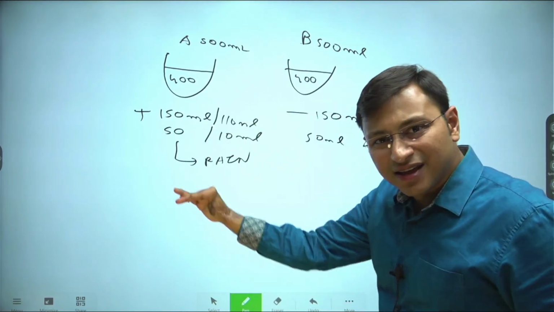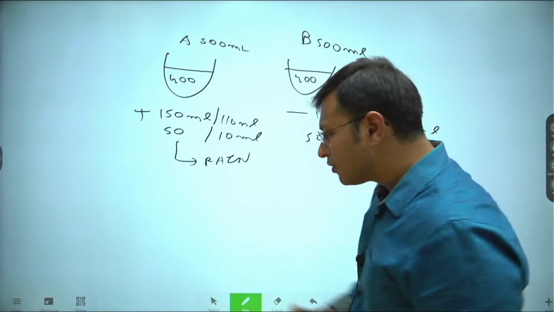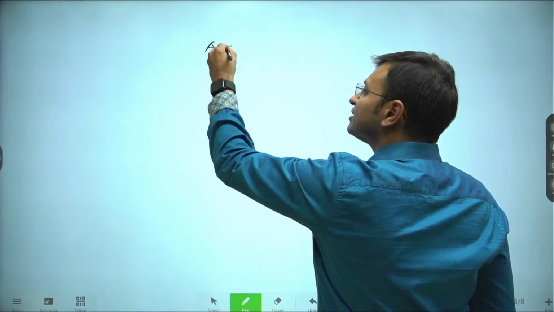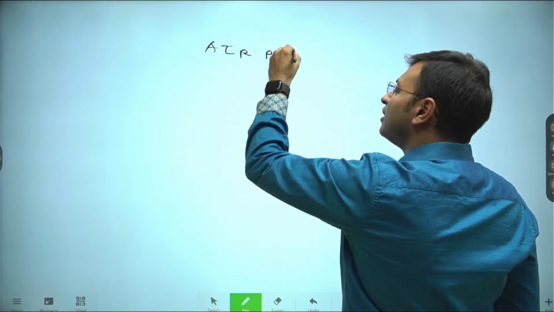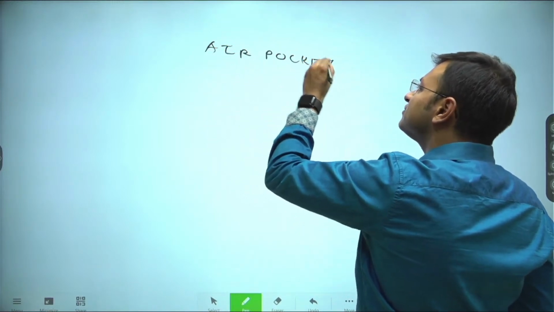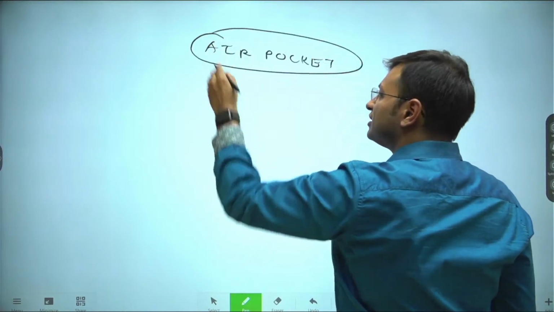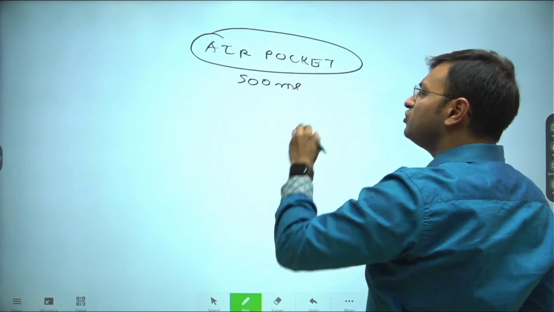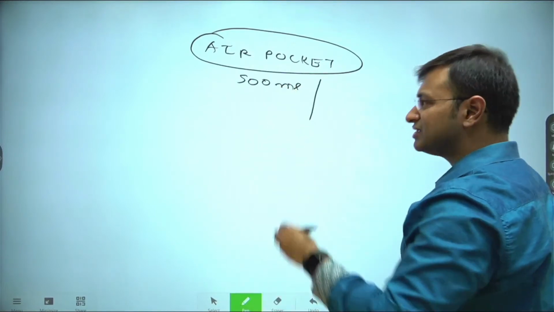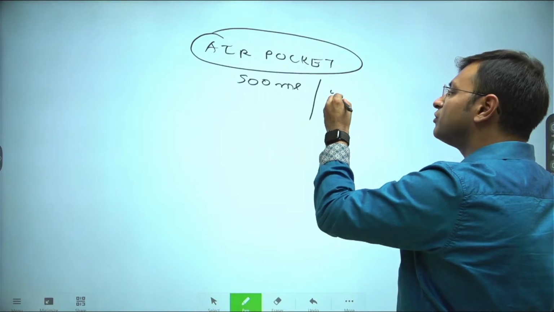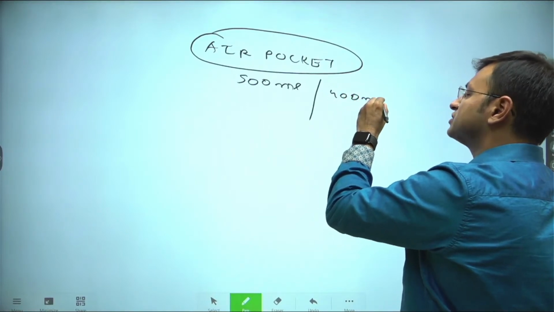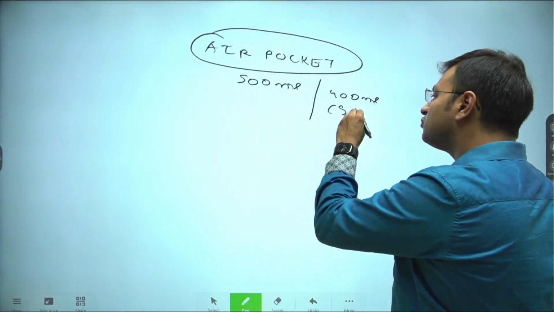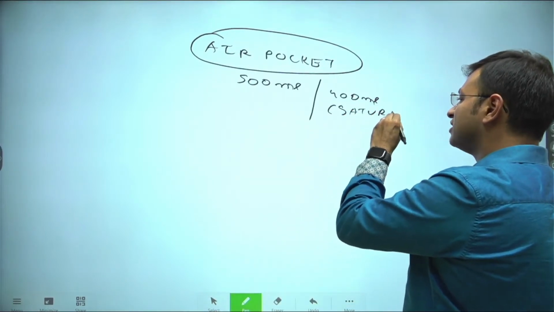So the same thing can happen with the air pocket. How can you do this? If I consider an air pocket, the capacity of this air pocket to carry moisture is roughly 500 ml. And you only have how much water vapor present in the air? Let's say you have only 400 ml of saturation. You are only having 400 ml of saturation. Now you want to achieve rainfall from this.